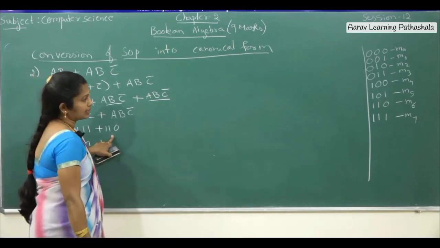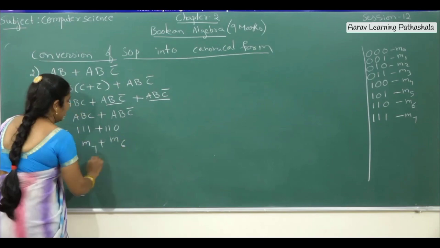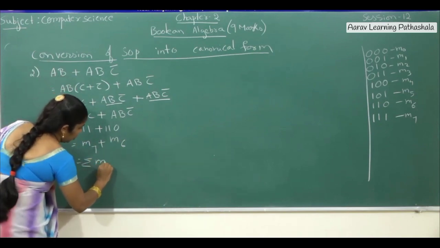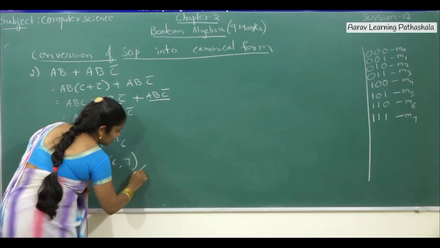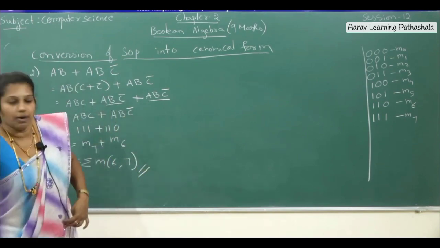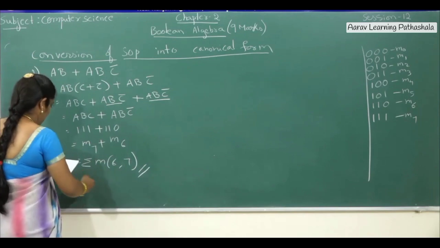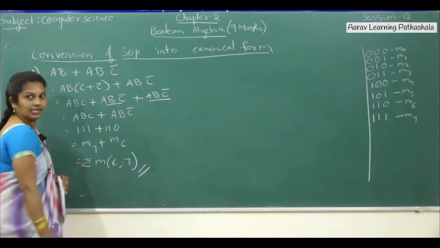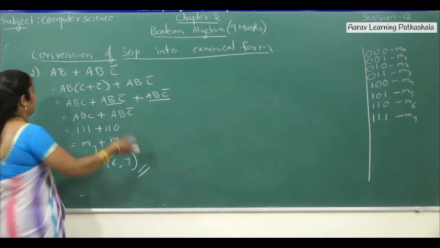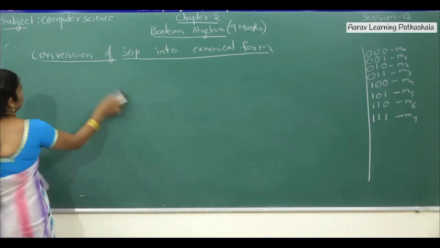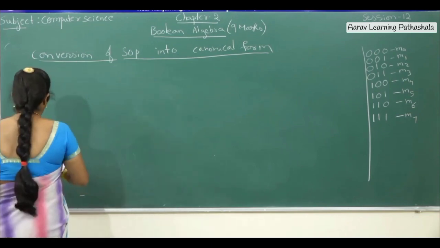Double 1 0 represents M6. Therefore, the reduced expression is sigma small m of 6, 7. Next, I am going to explain the same thing with one more problem: how to find out the canonical form of an expression.